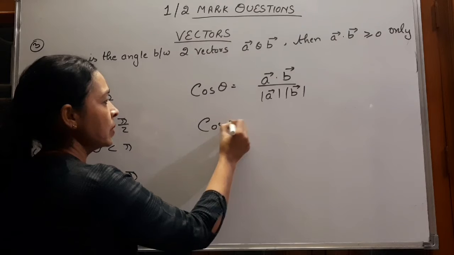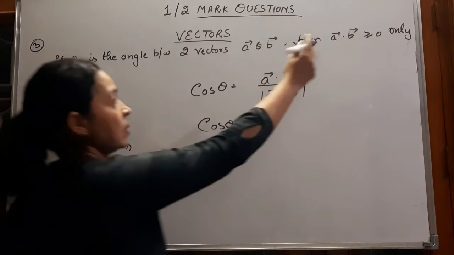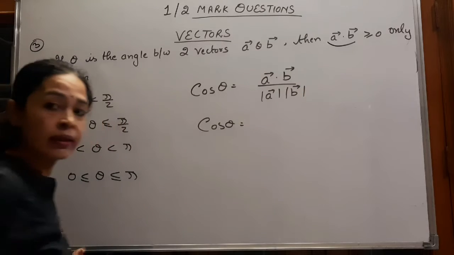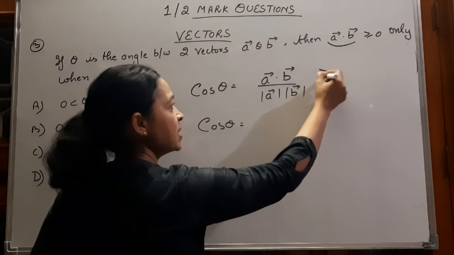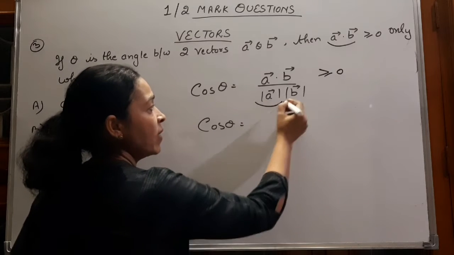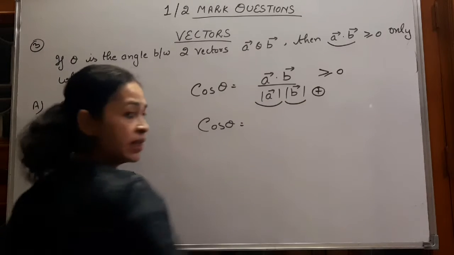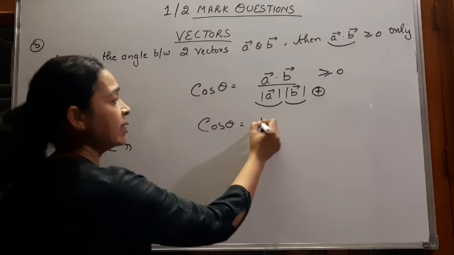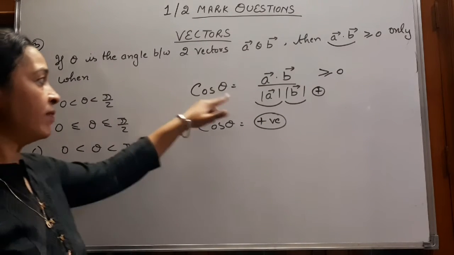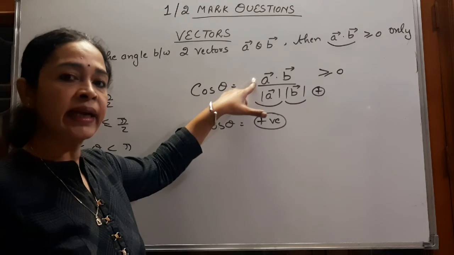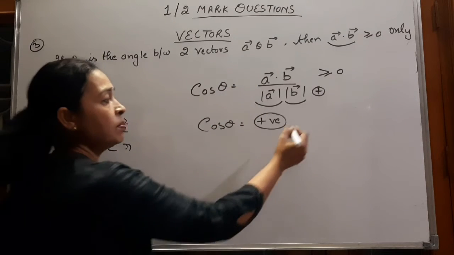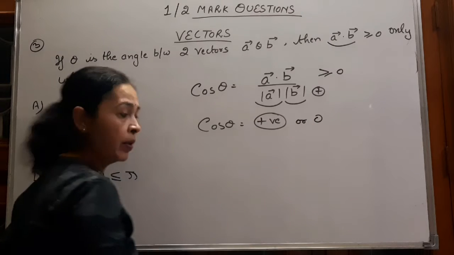Now cos theta is A dot vector B upon the magnitudes. Vector A dot vector B is greater than and equals to 0. It means this term is positive. Vector A magnitude and vector B magnitude are always positive. Cos theta will be positive because the numerator is greater than and equals to 0 and the denominator is positive. The cos theta will be either positive or 0.